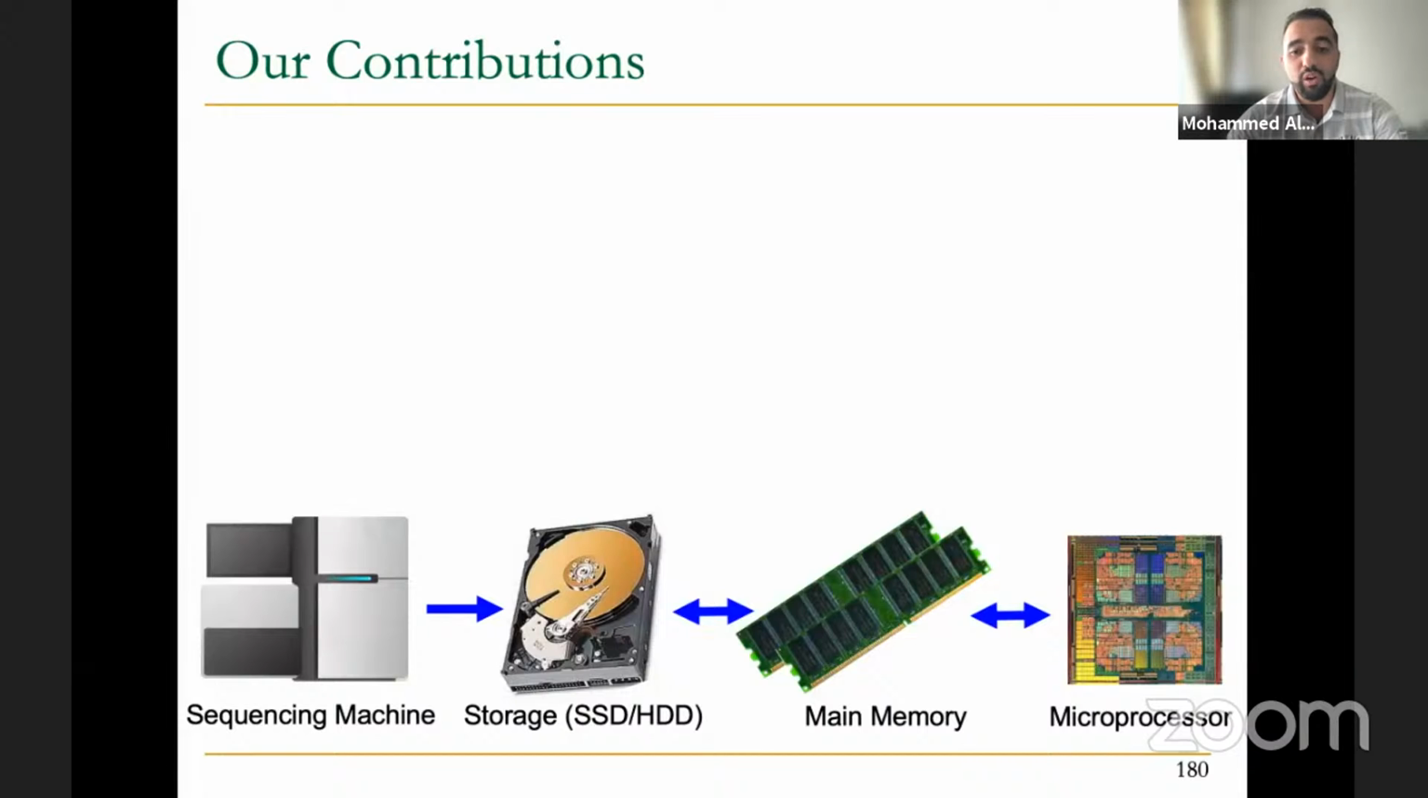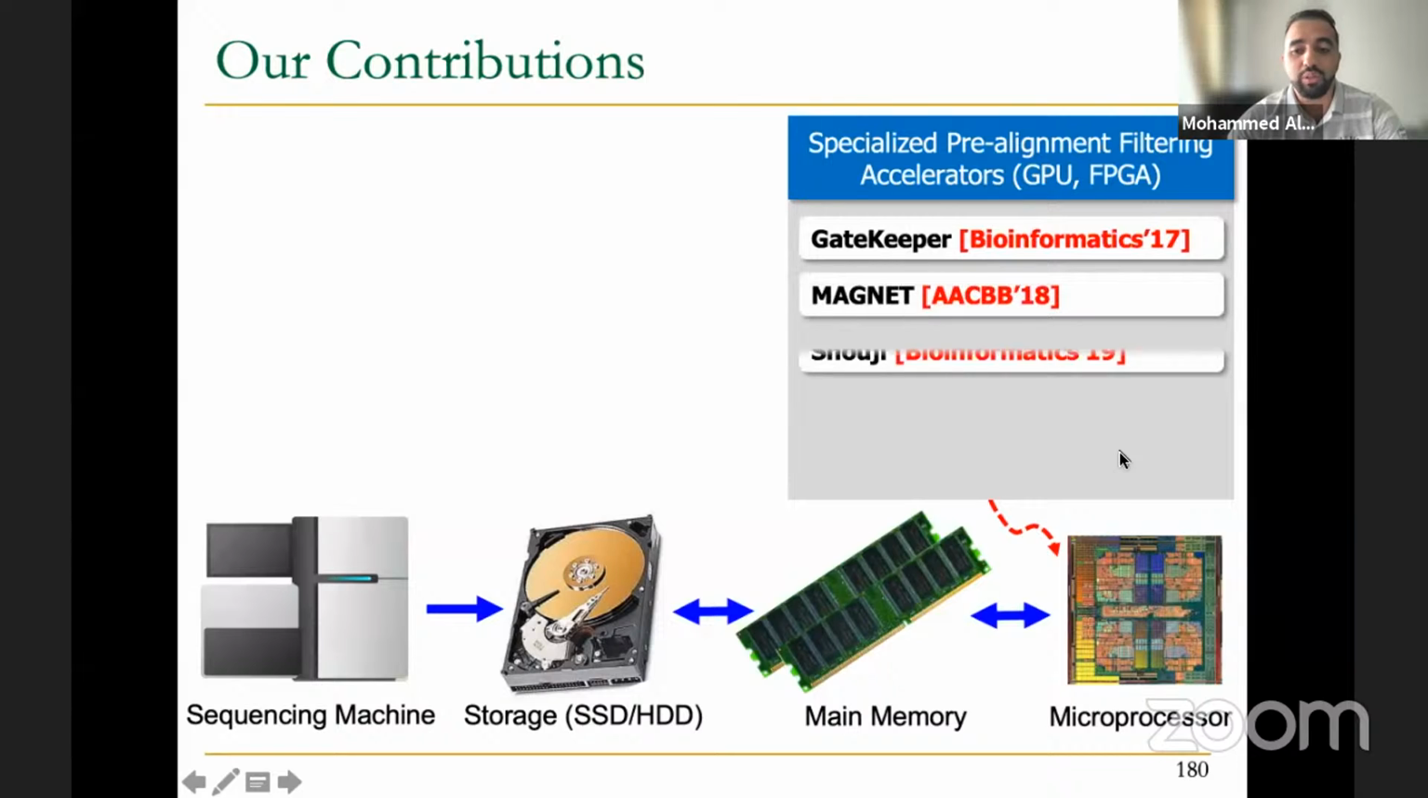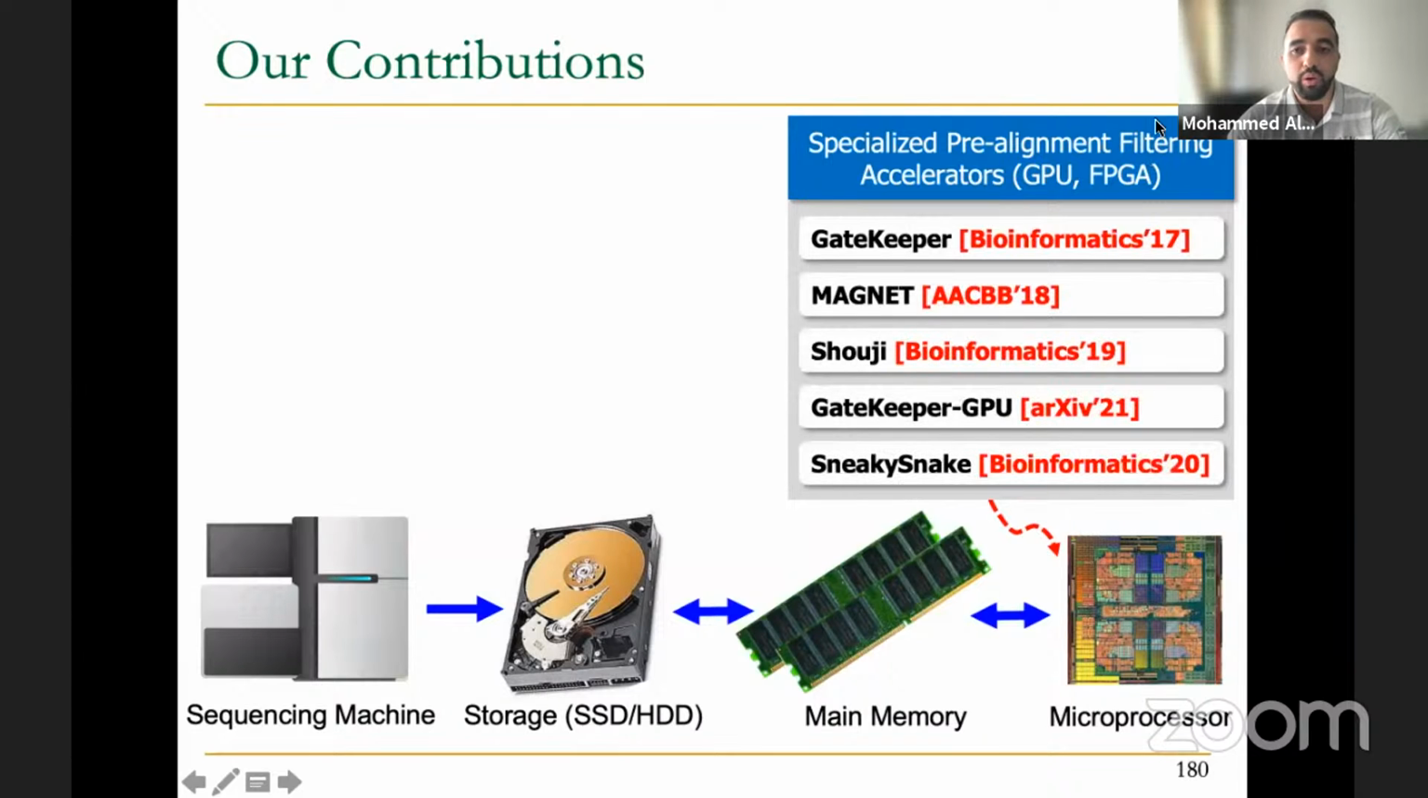This is a summary of the things that we did in our research group, SAFARI Research Group. So we look at the full stack of today's computers. We have the sequencing machine here, sending the data to the storage unit, and then to the main memory, then to the different levels of caches, and then the CPU. So what we did at the CPU side, or to replace the CPU with customized hardware accelerators, is we have a couple of works trying to do pre-alignment filtering.